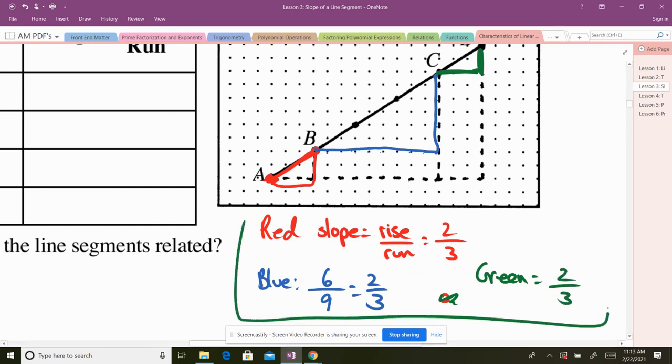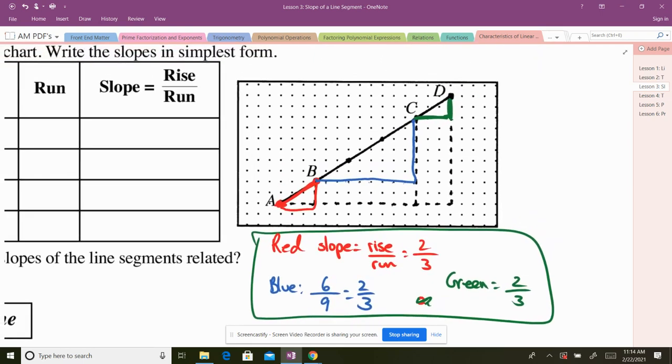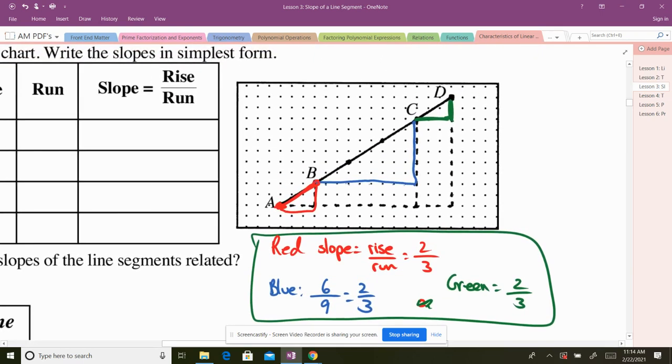All right, people. Are those the numbers that you got? Red should get 2/3. Blue should get 6/9, which reduces to 2/3. And green should get 2/3. So what can you conclude? That's right.